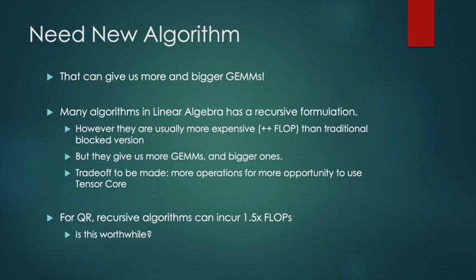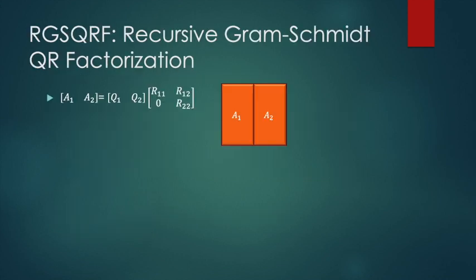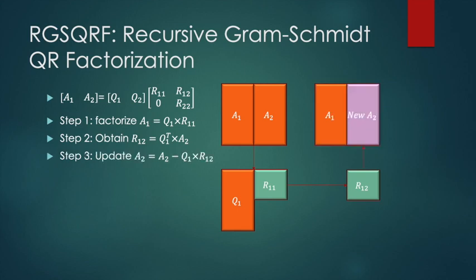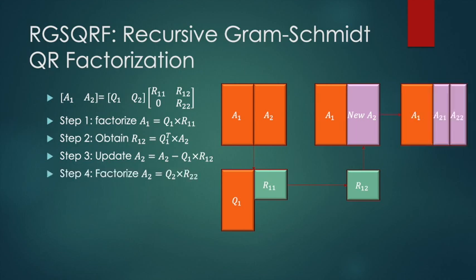Before answering the question, let's take a look at the algorithm. At first, we divide the matrix into two blocks. Then we factorize the first block. As soon as we have Q1 and R11 of the first block, we can obtain the northeast part of R. After that, we update the second block and factorize the updated matrix to get Q2 and R22. At the final stage, we combine Q1, Q2, R11, R12, and R22 to get the final Q and R. We follow this process recursively until the number of columns is less than or equal to the block size.